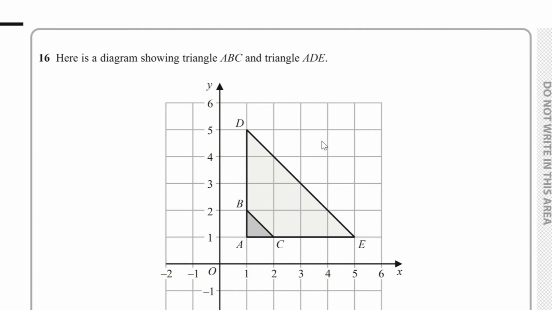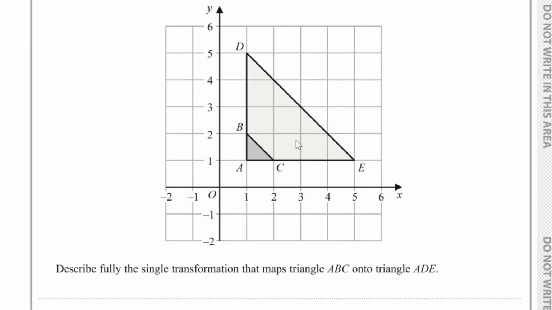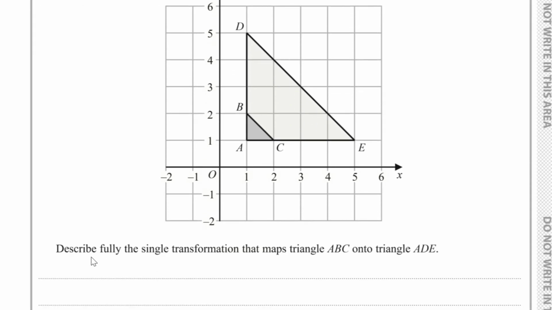Question number 16. Here is a diagram showing triangle ABC and triangle ADE. What we have to do is describe fully the single transformation that maps triangle ABC onto triangle ADE. Well, the triangle is getting 4 times bigger. Here we have 1.